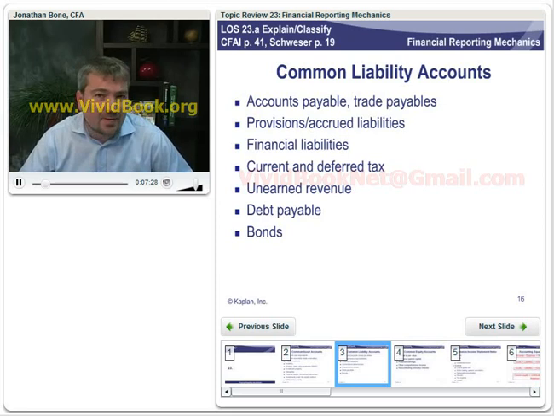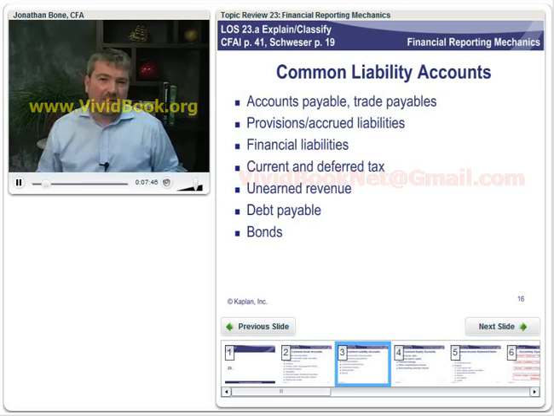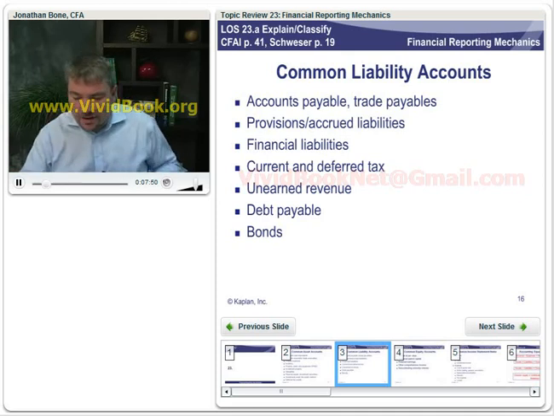Debt payable, so these could be long-term bank loans, but they could also be bonds, so bonds that the company has issued. And a bond, of course, is nothing more than an IOU, a corporate IOU. The investors advance the cash and the company gives them a bond. On that bond, they will receive coupons until the end of the bond's life, and then they'll get par value back, $1,000. Okay, so those are our common liabilities.